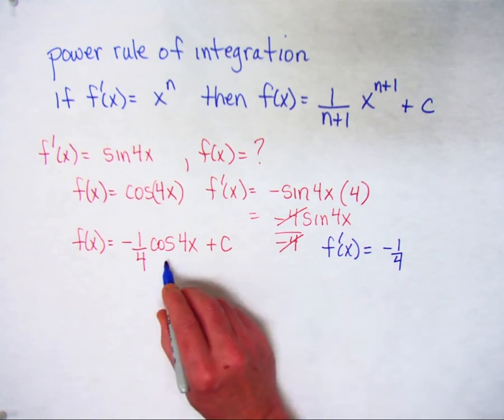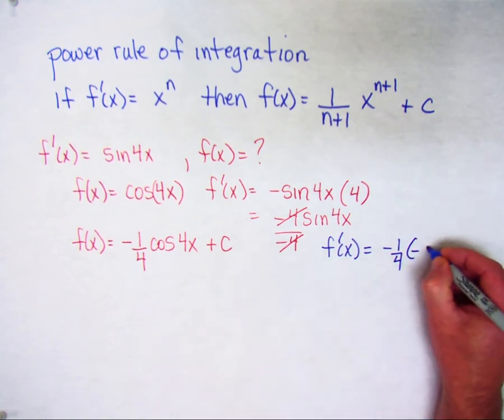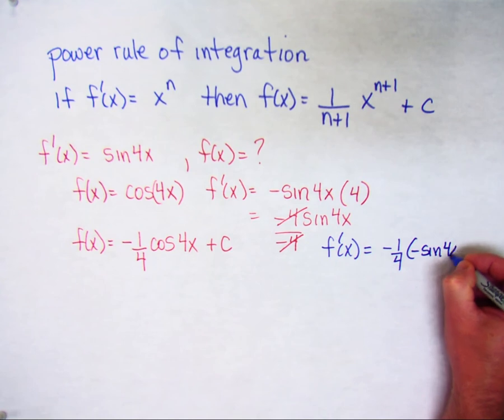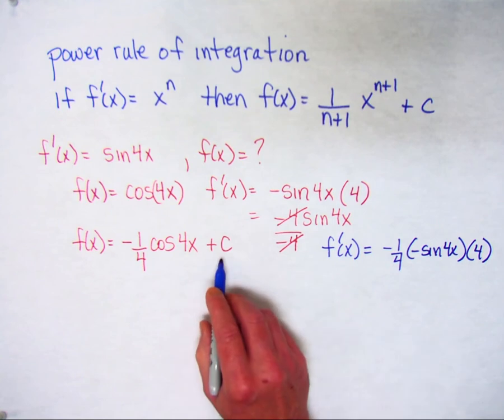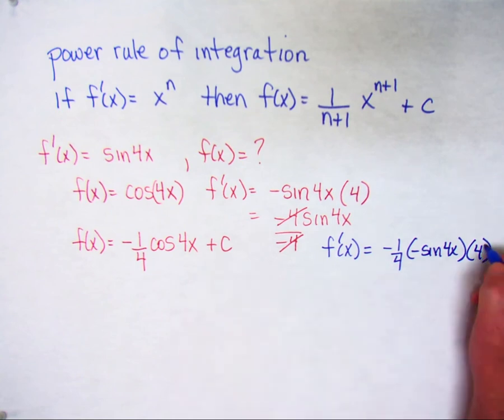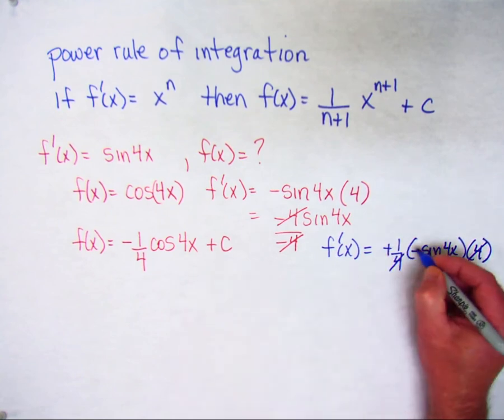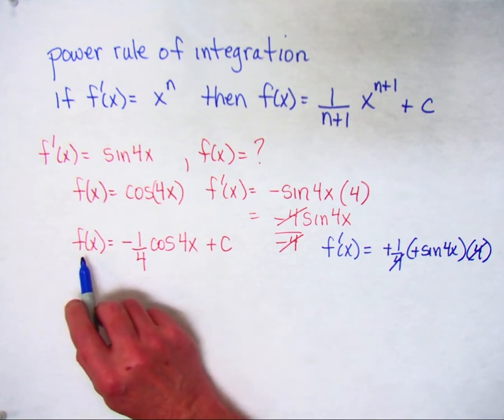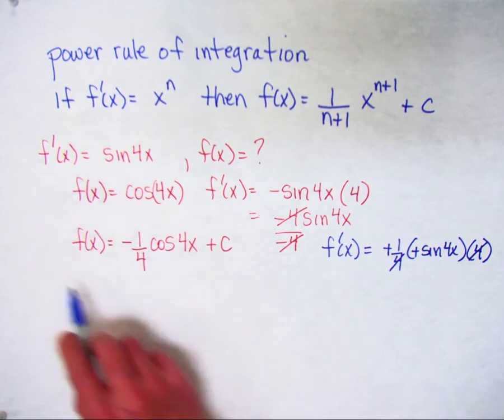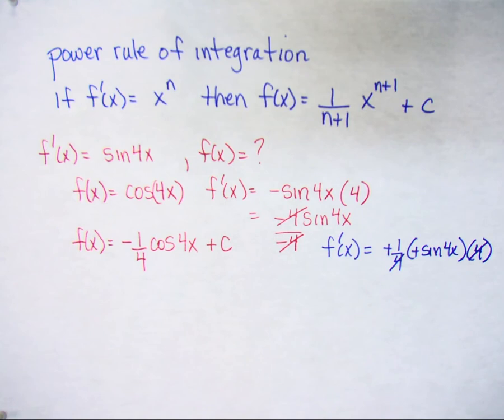I take the derivative of cos, which is negative sine 4x, and then I multiply by the derivative of the argument. The derivative of c, of course, is 0. I see that the 4's cancel and that the negatives multiply together to give me positive, and I get the result that I wanted. So my final answer, the original function f of x, given this derivative, would be negative 1/4 cos 4x plus c.